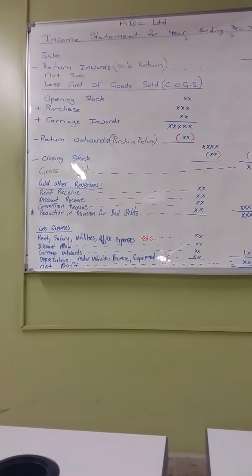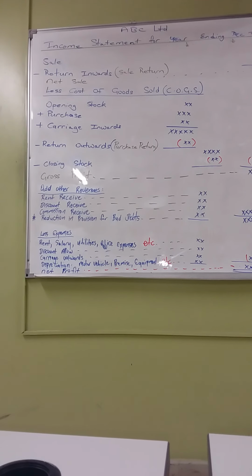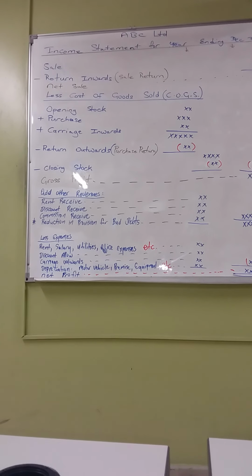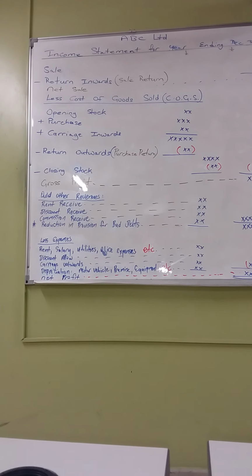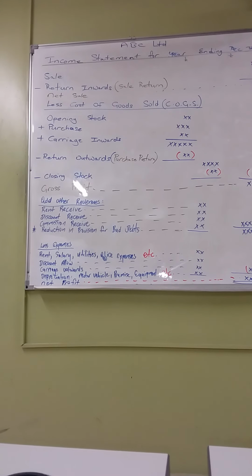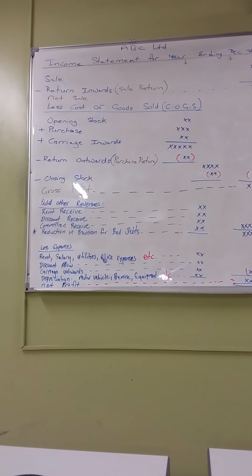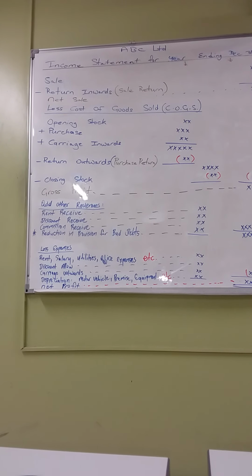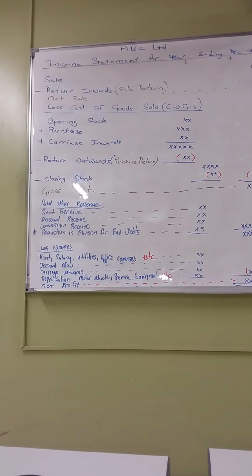Now from there you can move into the expense section. What are we doing with the expense? We're going to subtract our expense. The expenses here are operating expenses, any expense that the business would have incurred. Those are the expenses we spoke about, revenue expenditure. Remember that we did capital expenditure and revenue expenditure, so these are the revenue expenditure.